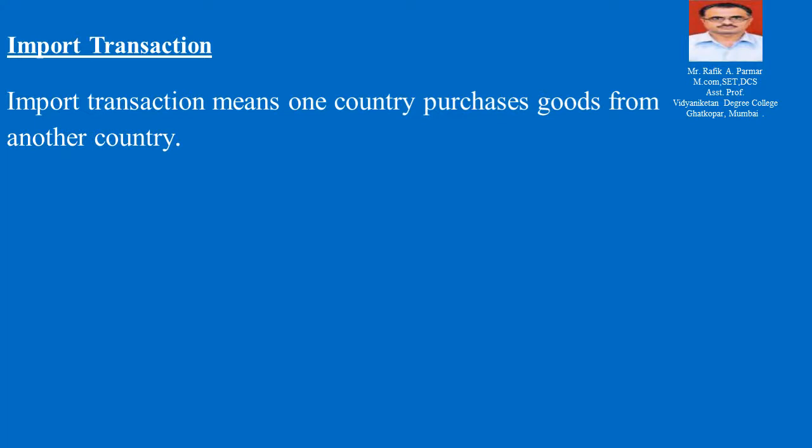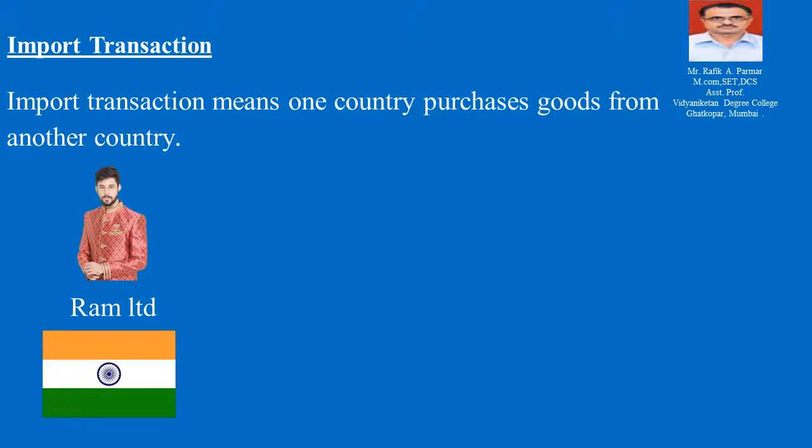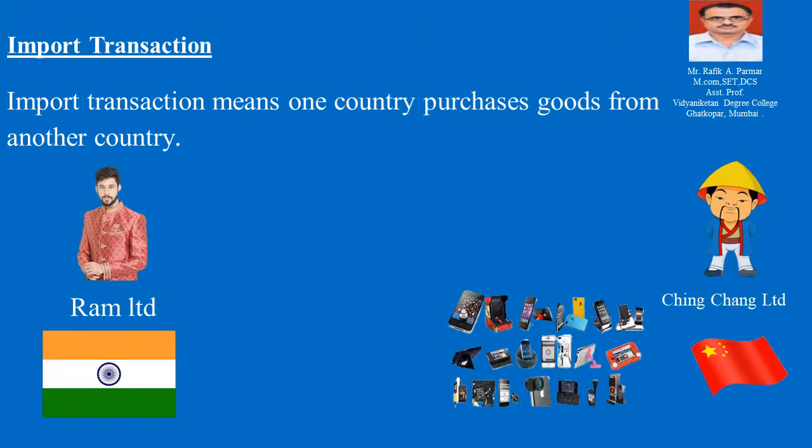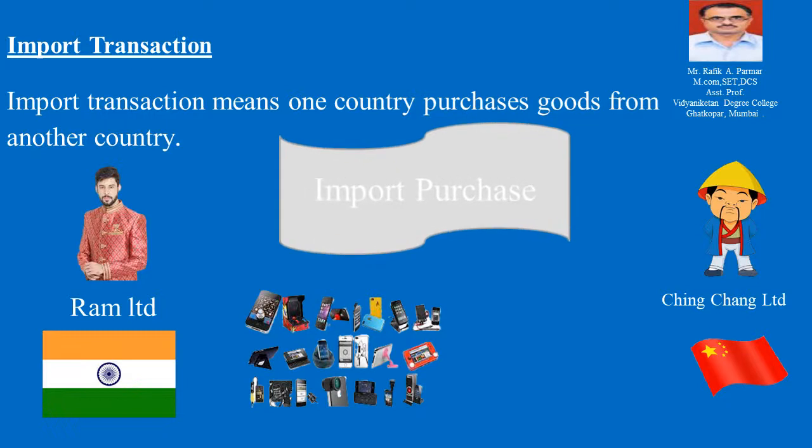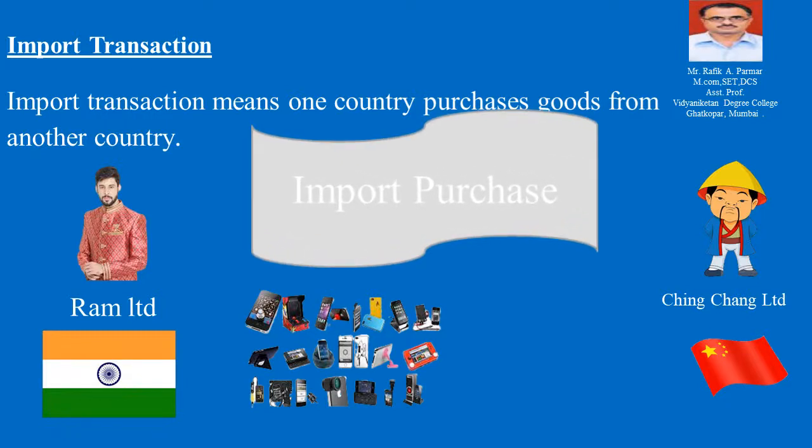Now first we will see what is import transaction. Import transaction means one country purchases goods from another country. For example, there is one company called RAM Limited from India and another company called Qingchang Limited of China. So RAM Limited from India is purchasing electronic items from Qingchang Limited of China. Now this transaction is called import purchase. And this is a foreign currency transaction because here the currency involved is dollar.